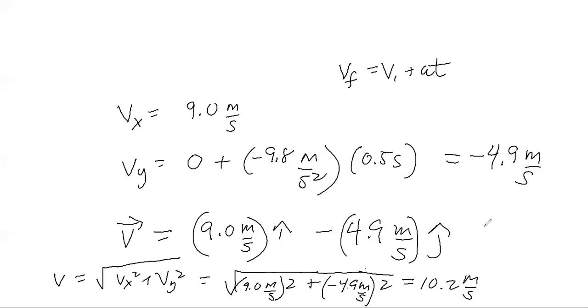And to find my angle, I'll use tangent inverse of negative 4.9 meters per second divided by 9.0 meters per second. And that's going to give me 24.4. Oh, no, wait. Negative 29. Equals a negative 29.